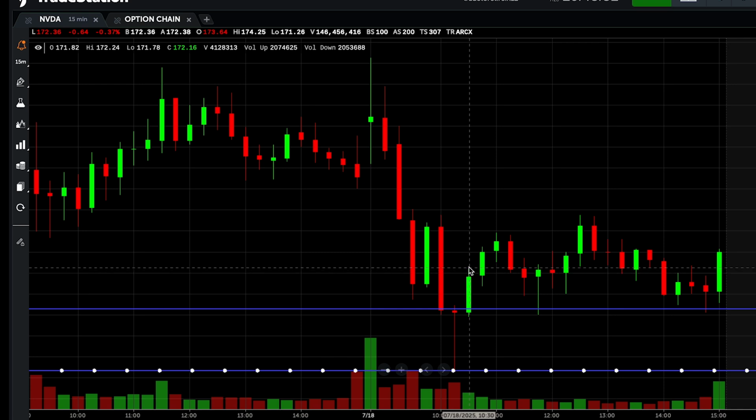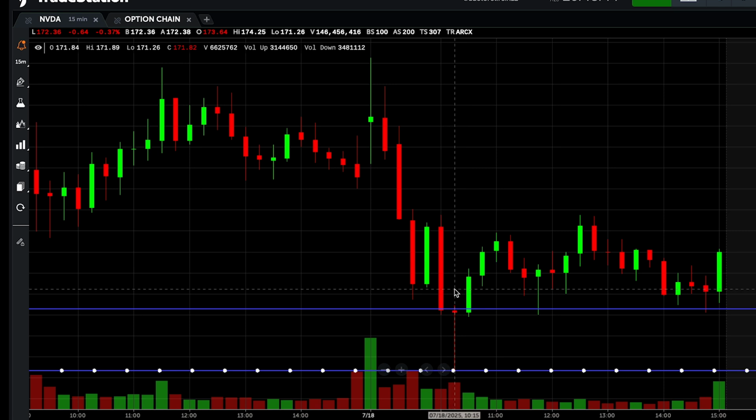Okay, and so you may be wondering, where do I actually buy? This is what I say. Some people will buy on the breakout, this green bullish candlestick being the breakout, and they would put their stop at the bottom of the dragonfly doji.